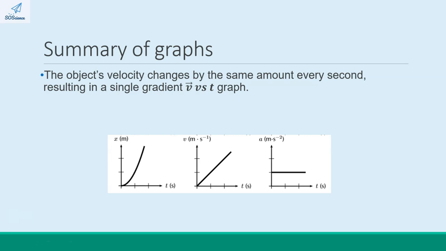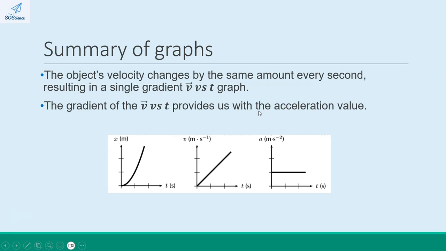The object's velocity changes by the same amount every second, resulting in a single gradient velocity time graph. The gradient of the velocity time graph provides us with the acceleration value. So working out this gradient will allow us to work out the value of acceleration, so we may then graph the acceleration time graph for that motion.